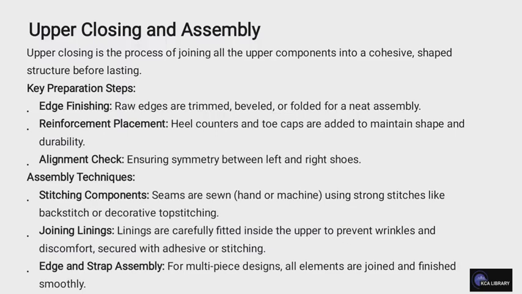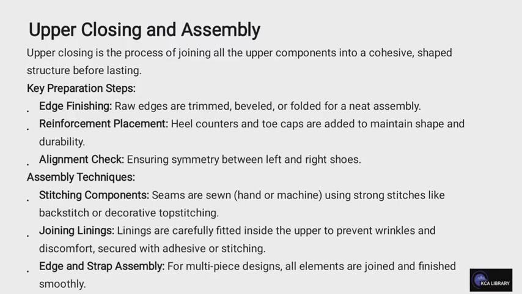For upper closing and assembling, upper closing is the process of joining all the upper components into a cohesive shaped structure before lasting. Key preparation steps include: 1. Edge finishing, which deals with raw edges being trimmed, beveled, or folded for a neat assembly. The next preparation step is reinforcement placement, where heel counters and toe caps are added to maintain shape and also durability. And the last step is alignment check, where we ensure symmetry between left and right shoes.